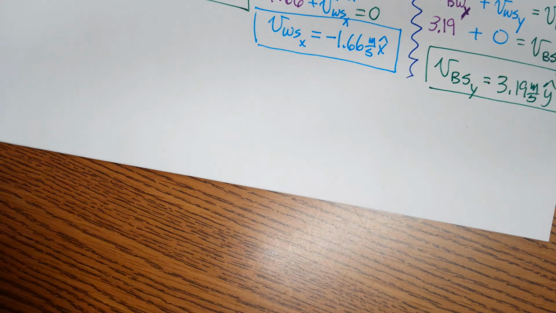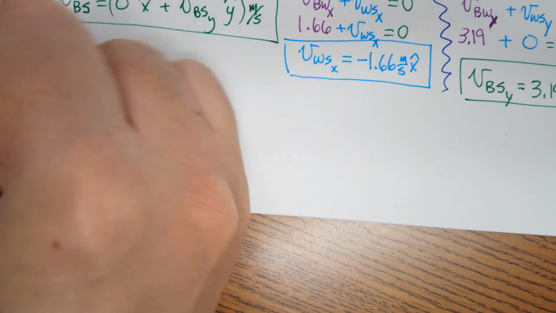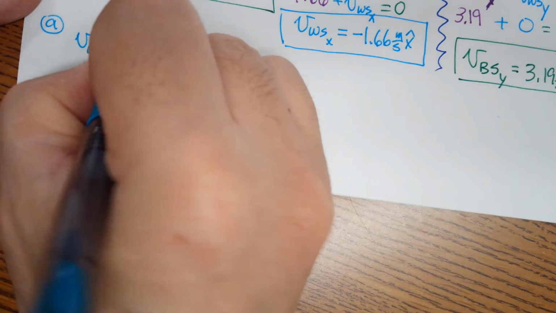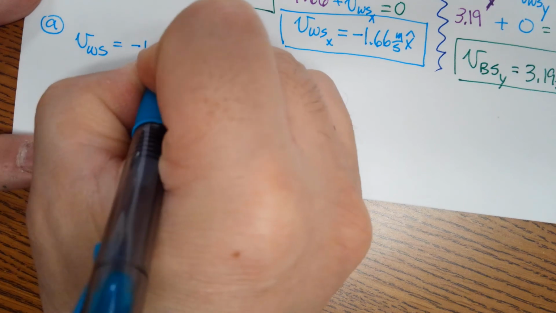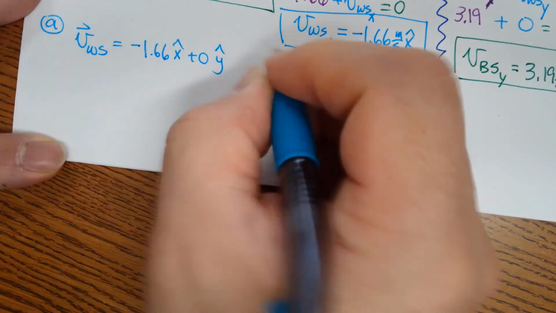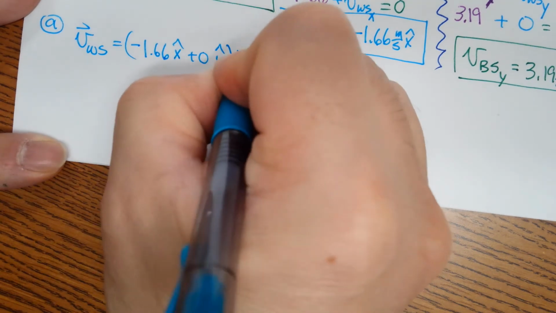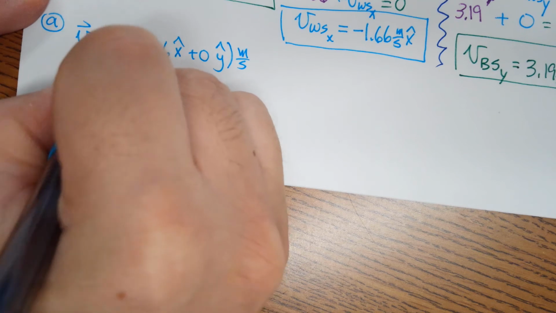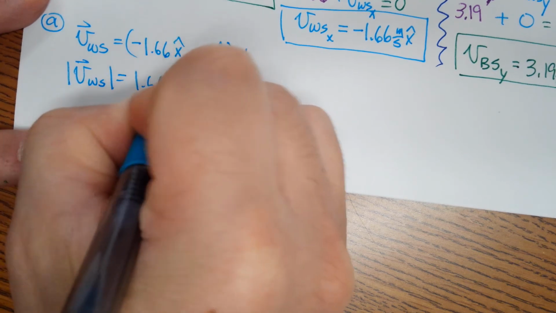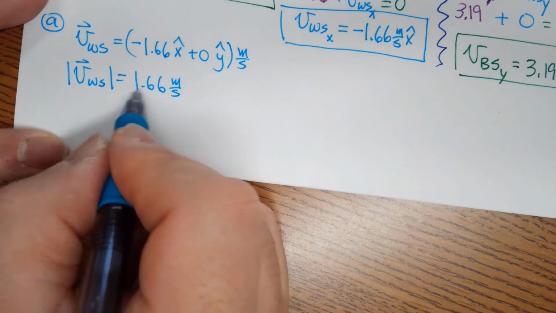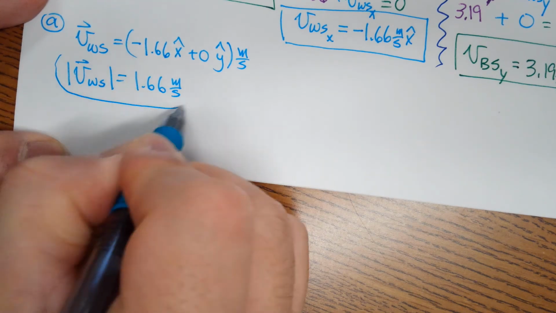All right, so for part A, we know VWS is equal to negative 1.66 x hat plus 0 y hat meters per second. So the speed of the water current is equal to just 1.66 meters per second. This squared plus 0 squared, square rooted, is just going to be this. So that was easy.